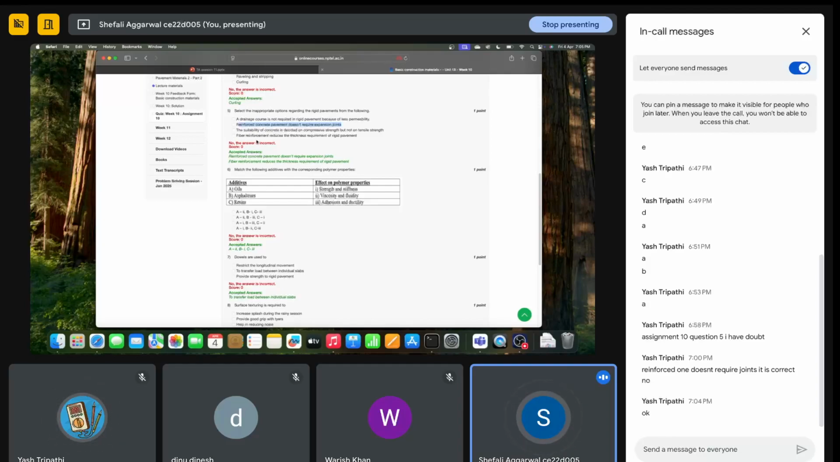It can be a small joint also. Sometimes you will just provide a type of slit, or it can be a full joint with dowel bars or something. But you will provide joints in reinforced concrete pavement for sure. Maybe the word expansion joint is not correct, but joints should be there for sure in your concrete pavements. So not necessarily that you are providing joints in the expansion area only, but for RC pavements we will provide joints.